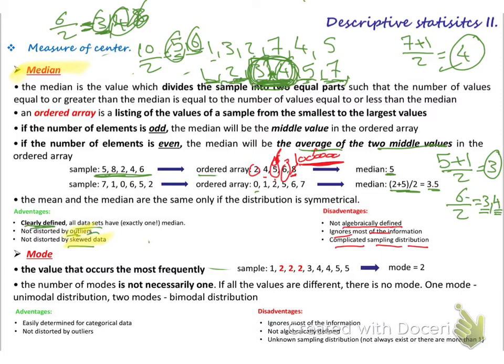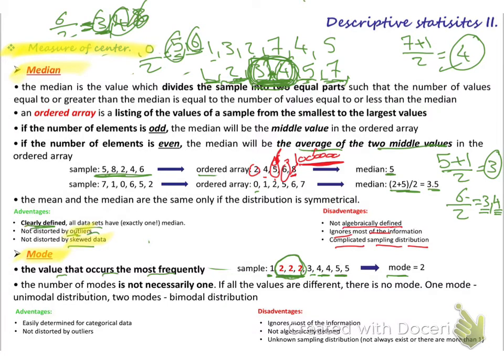Coming to the third measure of center, which is the mode. The mode of the data means the number which is repeated the most. If I have a number repeated 2 times or 3 times or 5 times, and it is repeated more than others, this will be our mode. So in this sample, I have 1, 2, 2, 2, so 3 2s, 2 repeated 3 times, so this will be my mode, because no other number repeated more than it. I have 4 repeated 2 times, 5 repeated 2 times, so 2 repeated the most. So the value that occurs most frequently is called the mode, okay?